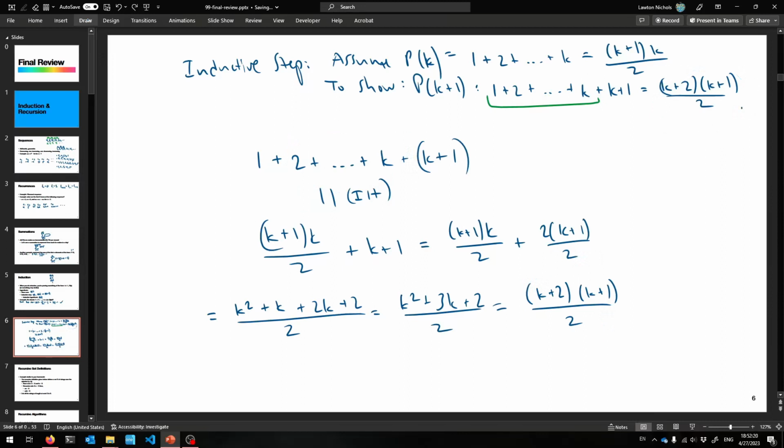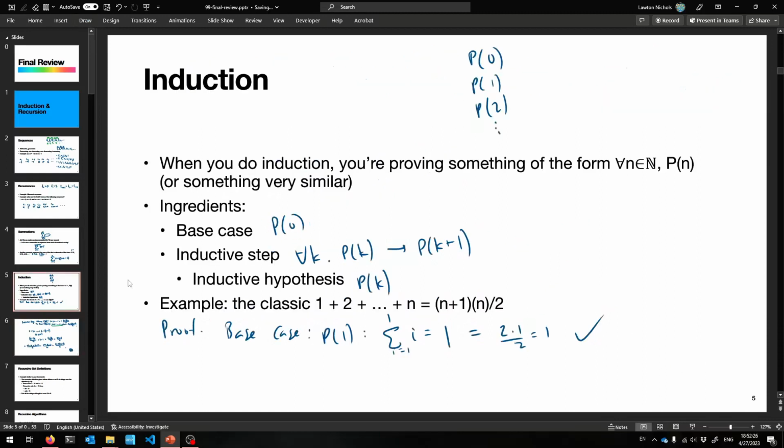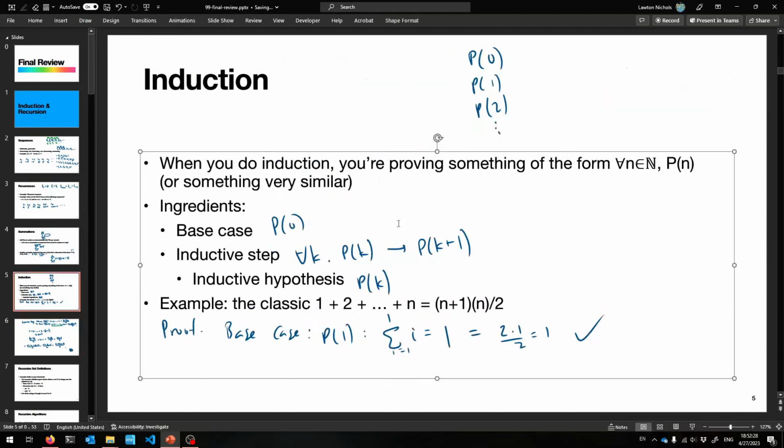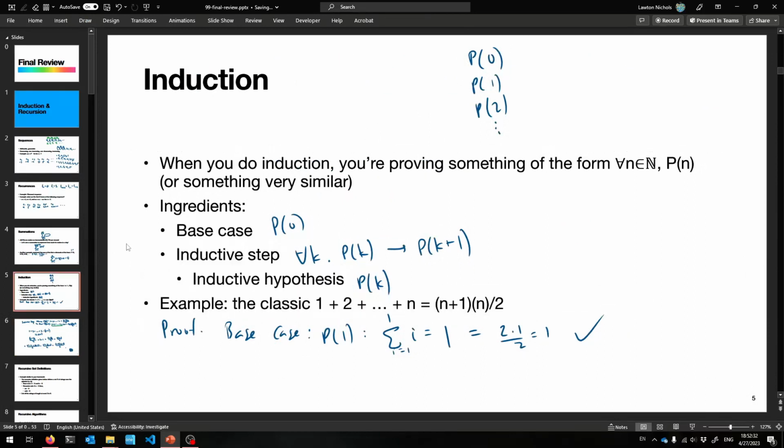And so that proves the inductive step, which proves the whole thing. Taken together, you give me a number from 1 onwards, I can show you that P(k) is true for every k. P(n) is true for every n.